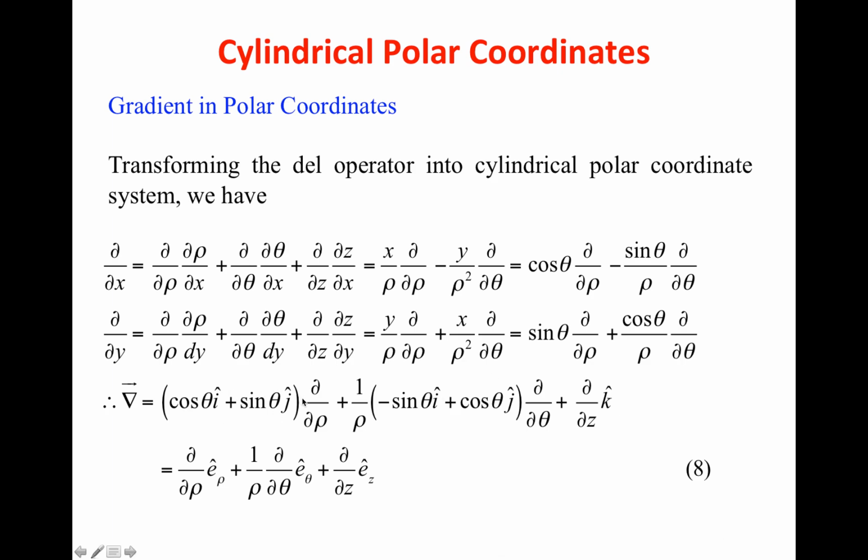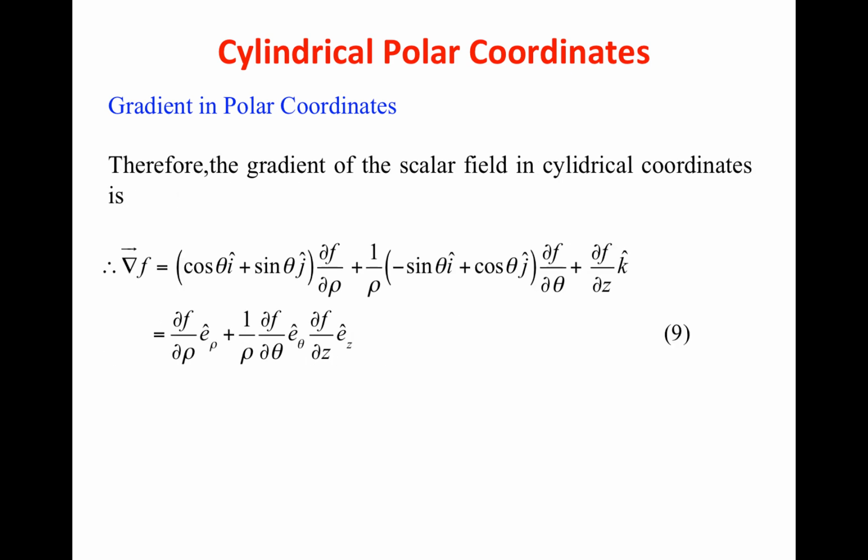So when I combine the terms, because the del operator is given as del by del x in the direction of x, which is i cap, plus del by del y into j cap plus del by del z into k cap, I get my del operator in cylindrical polar coordinates as del by del rho into e rho cap plus 1 by rho into del by del theta of e theta cap plus del by del z into e z cap.